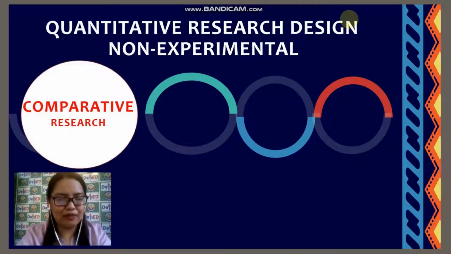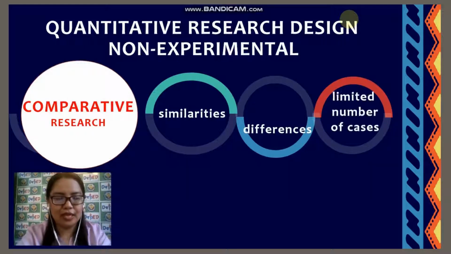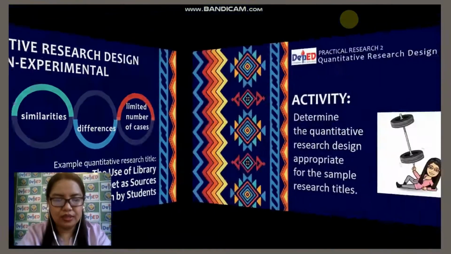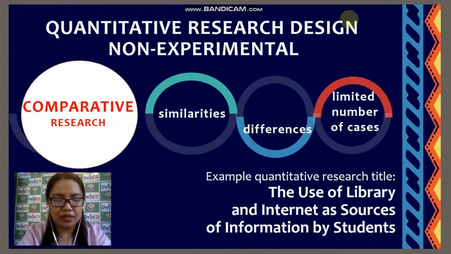Next is comparative research. It examines patterns of similarities and differences across a moderate number of cases, and it uses limited number of cases. Here's a sample title, The Use of Library and Internet as Sources of Information by Students. So this study will be conducted to compare the internet use and library use among students. It will be based on the assumption that students use the internet more than the library.